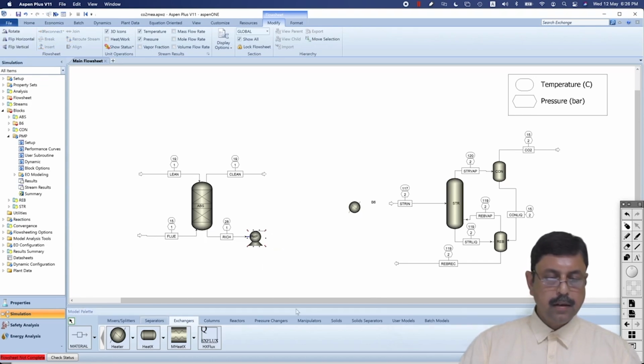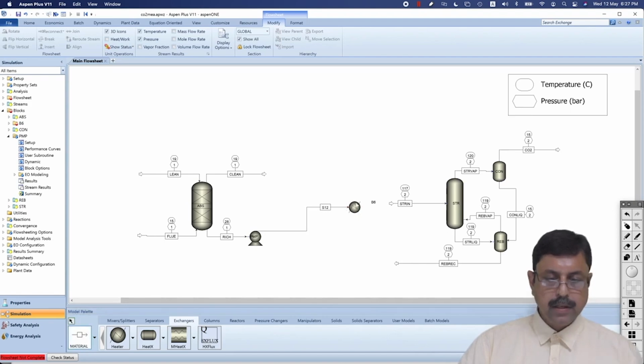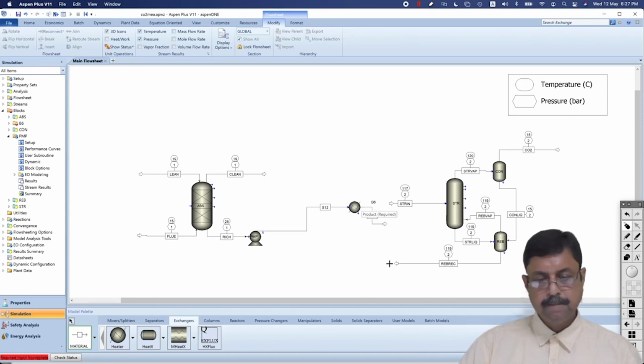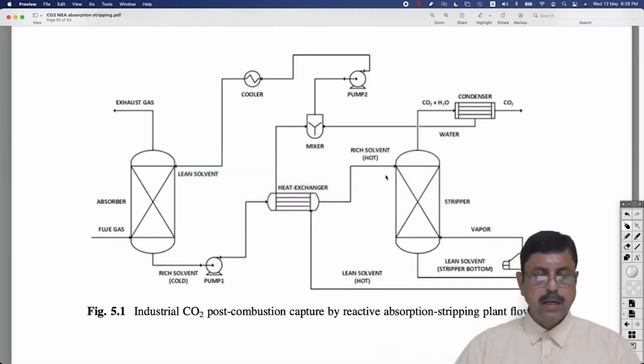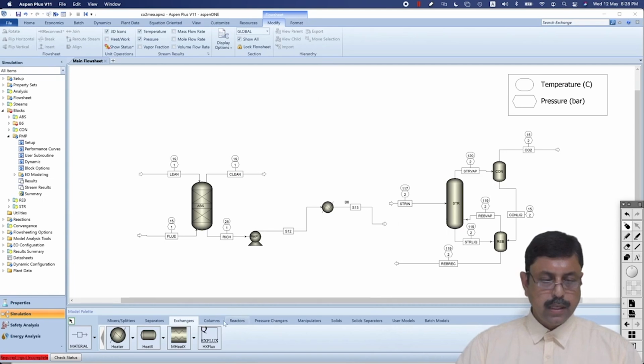And then the outlet of this pump will go to this heater and another material out from this end to this end. Okay, and we will have one mixer over here. So let us use a mixer.